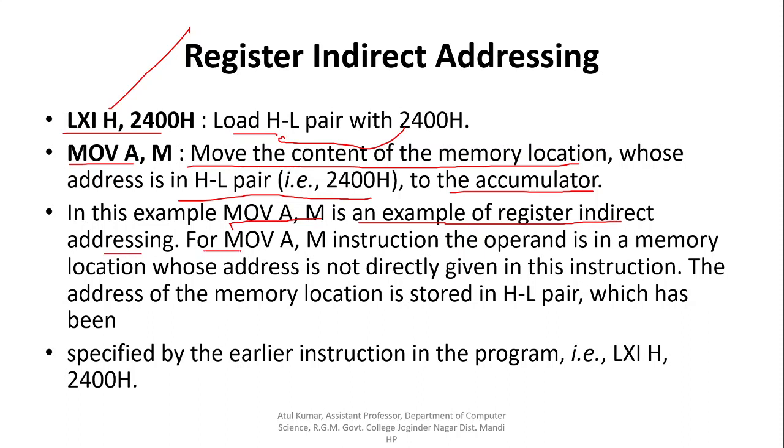So in this example, MOV A, M is an example of register indirect addressing mode. In this case, in the MOV A, M instruction, the operand is in the memory location whose address is not directly given in the instruction. The address of the memory location is stored in the HL pair, which has been specified by the earlier instruction in the program, that is LXI H, 2400H.